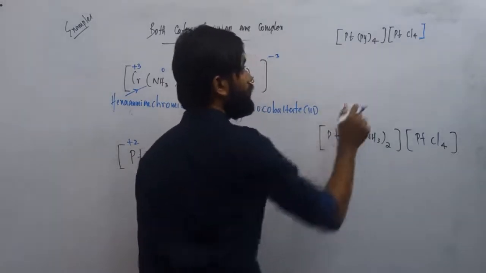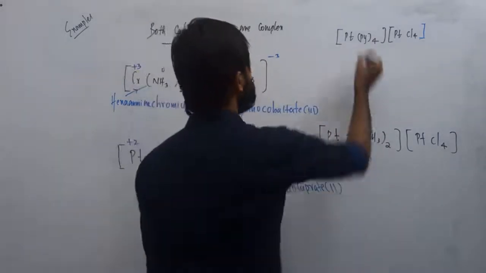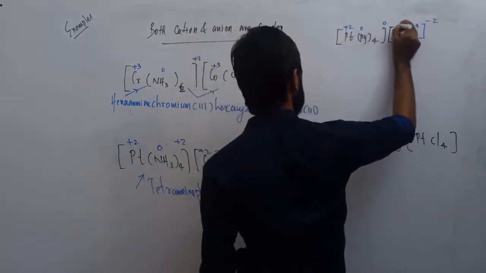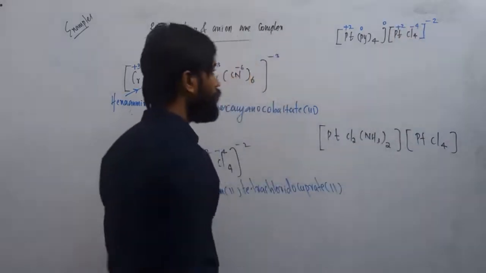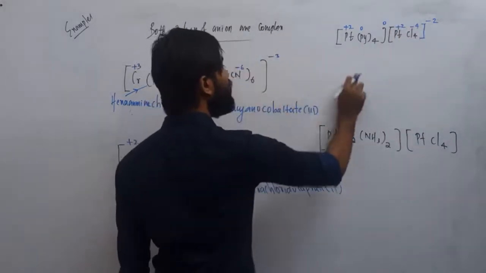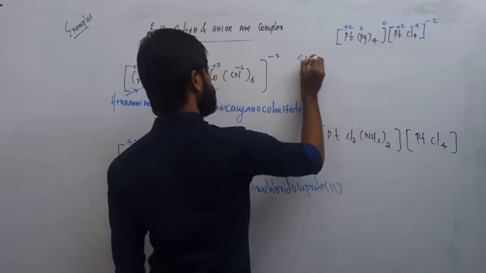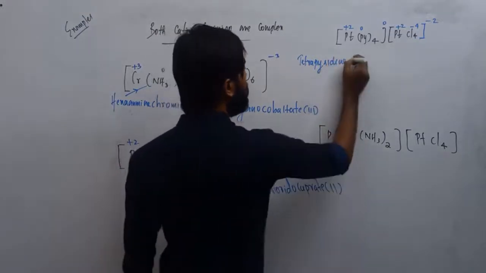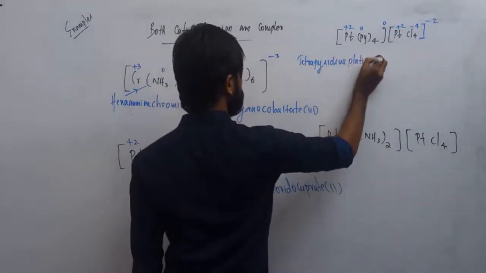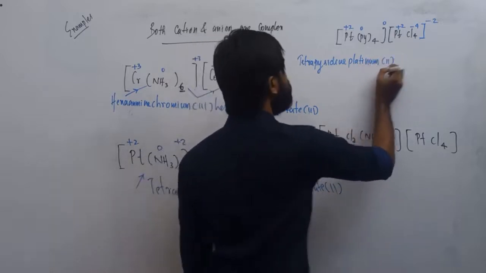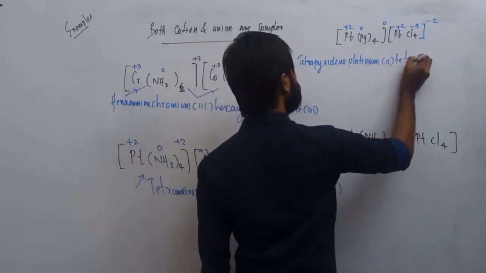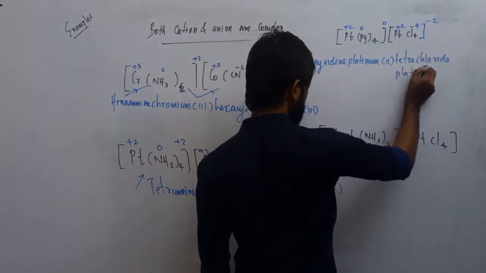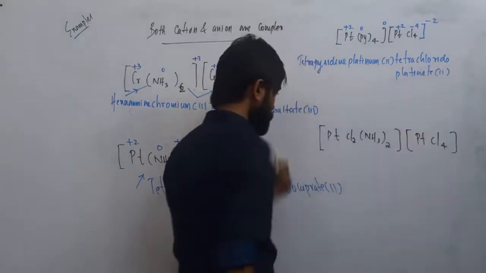here also pyridine is a monodentate ligand, coordination number 4. So platinum is in +2. Pyridine is 0. So this is -2, chlorine -4, so this is +2. Okay. So this is tetrapyridine platinum(II) tetrachloridoplatinate(II), the anionic entity, platinate(II).